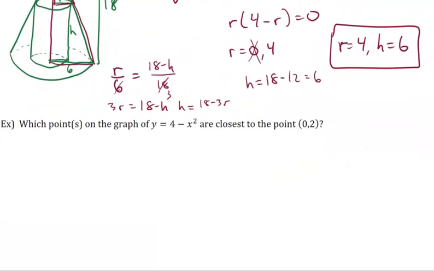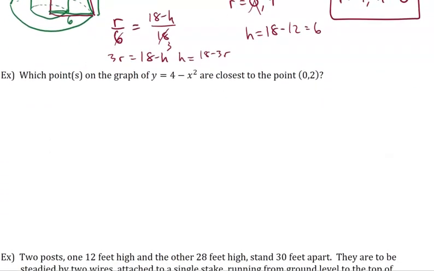Okay, for the next example, this one's a little bit different. This one says which point or points on the graph of y equals 4 minus x squared are closest to the point (0, 2)? Okay, so let's go ahead and graph that. That's a parabola opening downward with a vertex at (0, 4). Okay, so I've got a height of 4 there. I also have x-intercepts at 2 and negative 2. So there's my parabola.